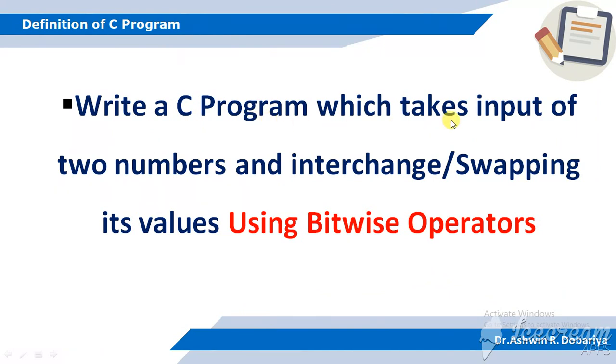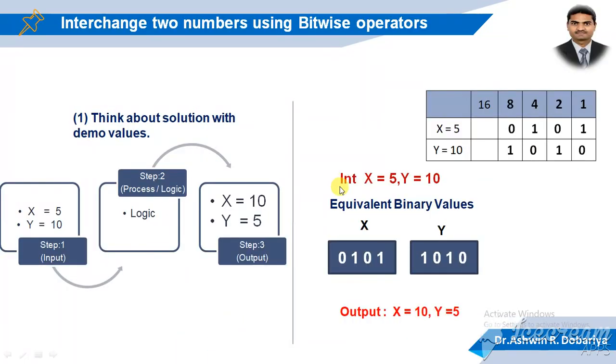Write a C program which takes input of two numbers and interchanges or swaps their values using bitwise operators. So friends, to understand this program, you should have knowledge about the bitwise operators. Here I am trying to explain it, because the detailed operator concept we will see in the upcoming theory videos. So first of all, we'll think about how many variables we require for this program.